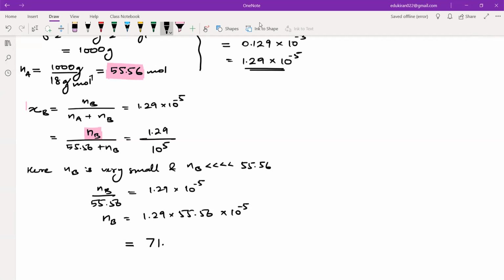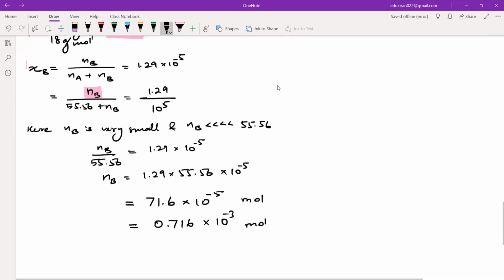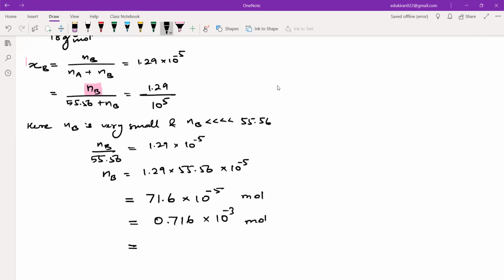71.64 something आ रहा है ना? 67.6 into 10 to the power minus 5. That means we can write this as 0.716 into 10 to the power minus 3. All this will be in moles, right? You all know 10 to the power minus 3 is a number for milli. So this will be 0.716 millimoles.